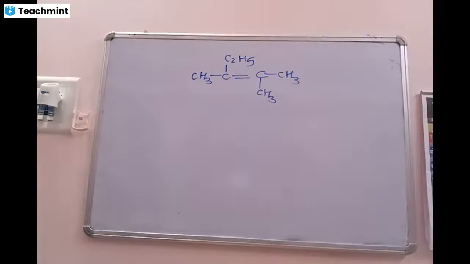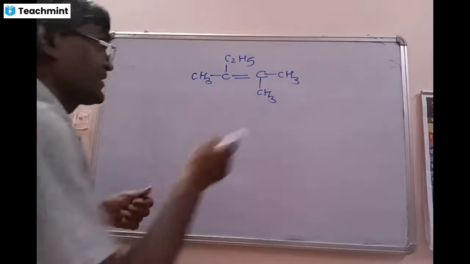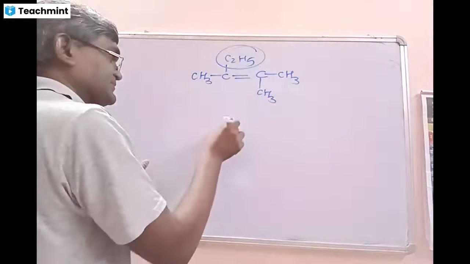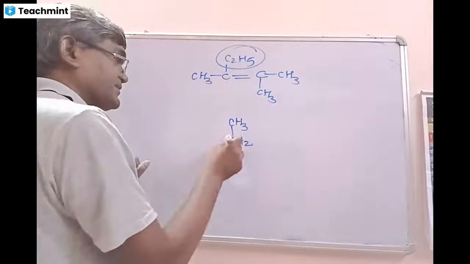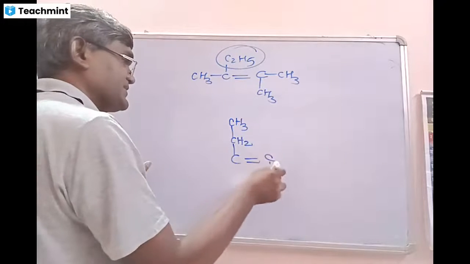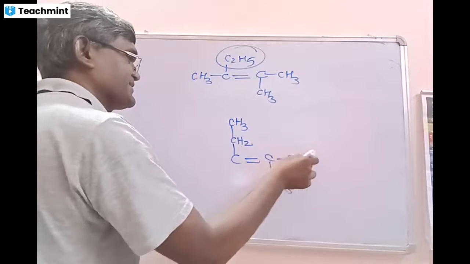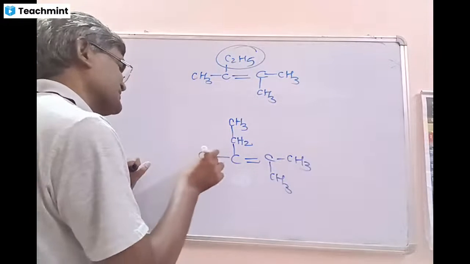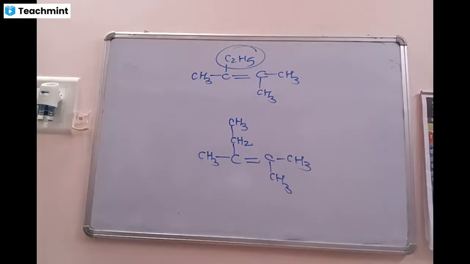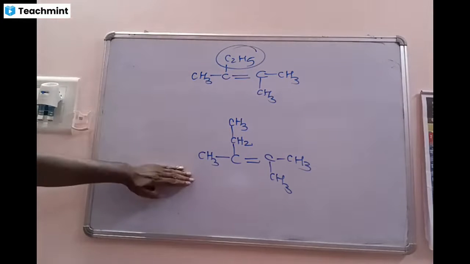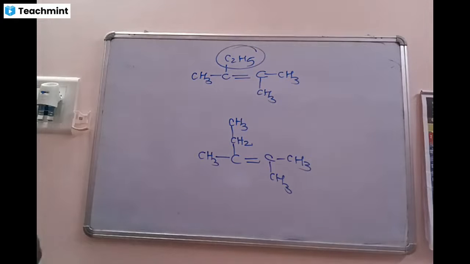Just select the chain. 4 carbon. Are you sure? Just see, I will expand this. This one, then there is a C, then there is a double bond. Then here is a CH3, then here is a CH3, and here is also a CH3. Are these two compounds the same?